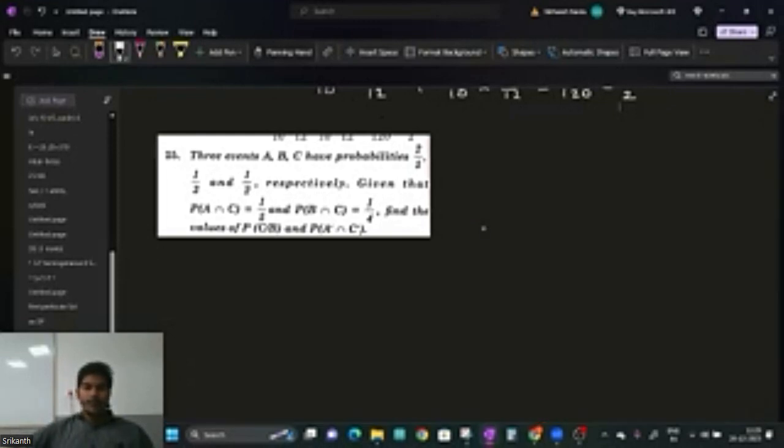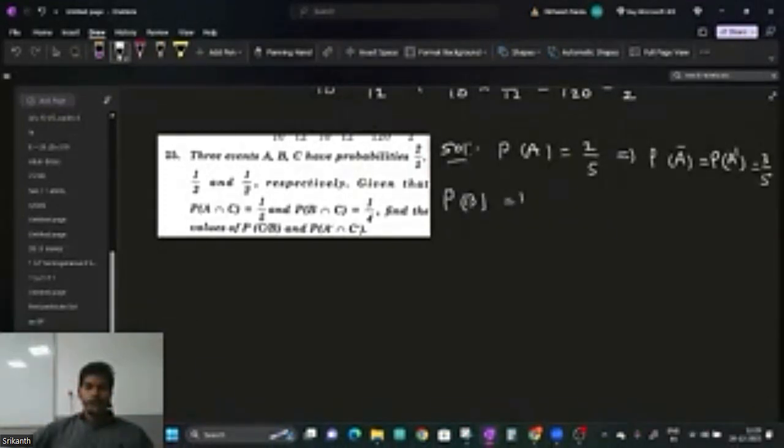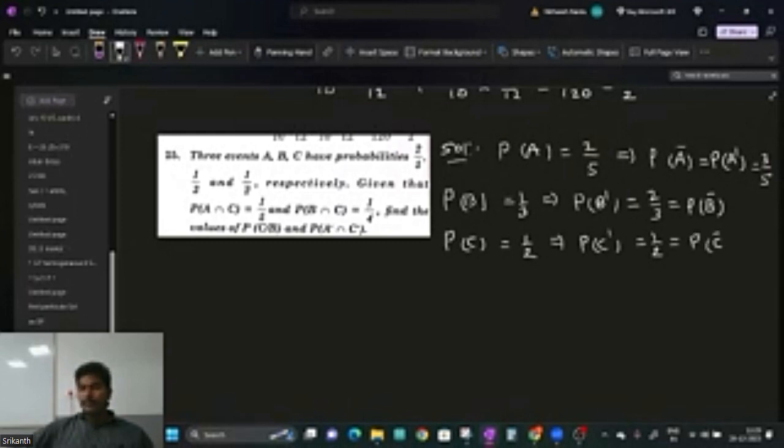So there are three events with probabilities. What is probability of A? 2 by 5. Calculate A dash or A bar, whatever it is, will be same. So how much is this? 3 out of 5. What is P of B? 1 by 3. Implies P of B dash is 2 by 3, or you can also call it P of B bar. Both are same. What is P of C? 1 by 2 implies P of C dash is also 1 by 2. This is also called P of C bar.